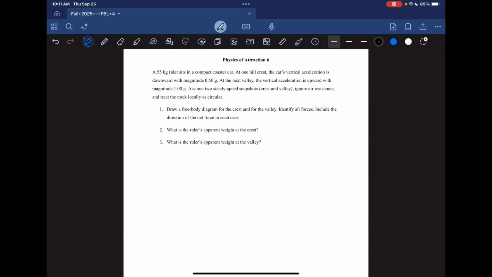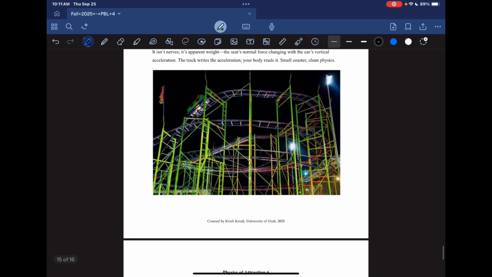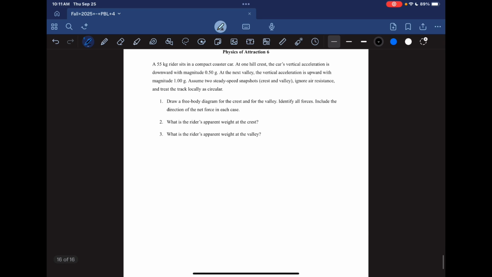For this last problem now, we have a roller coaster. Here's a generic roller coaster picture. We have a 55 kilogram rider sitting in a compact coaster car. At one crest, the vertical acceleration is downward, so negative 0.5 g. At the next valley, the vertical acceleration is upward with magnitude 1 g, so that's positive. Assume two steady speed snapshots for the crest and the valley, and treat the track locally as circular. So each crest and each valley should be treated as circular motion.